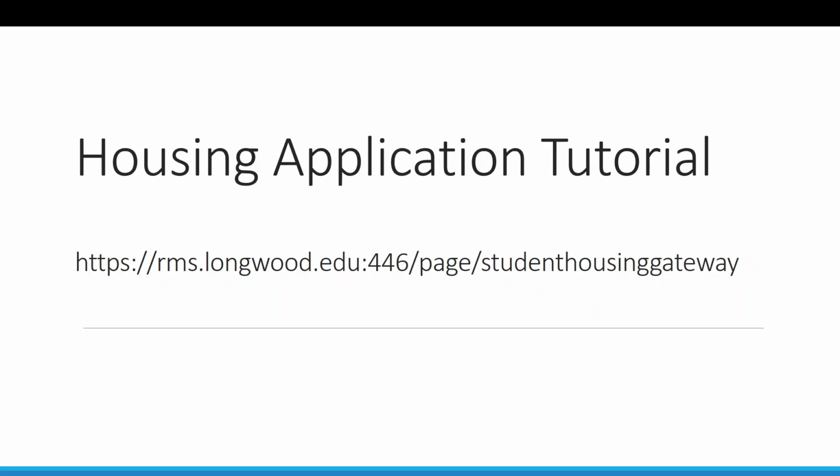The URL you see there on the screen, that is the link to the Student Housing Gateway. That was also in the email you received regarding the housing application. You can also find this link on the Lancer dashboard as well as on the Residential and Commuter Life website.